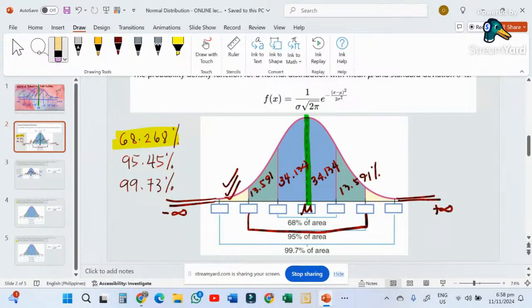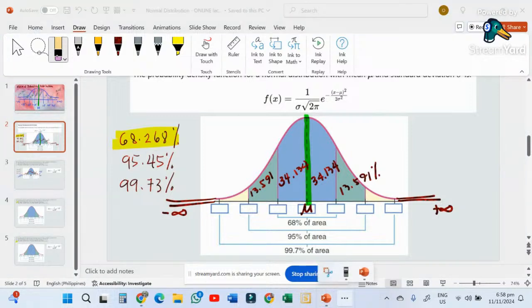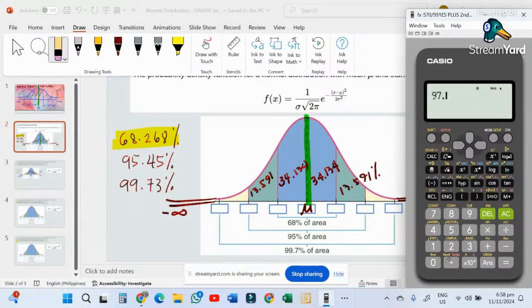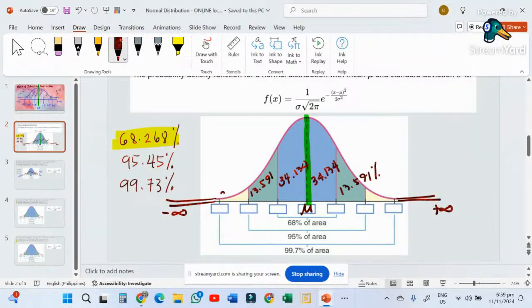Now the next part of the normal curve will be the 99.73 area. So what you will do with that is 99.73 area minus 95.45. Whatever is the remaining, you have to divide this by 2. So you have 2.14 on each side. So this is 2.14, and this is 2.14, the yellow bits.